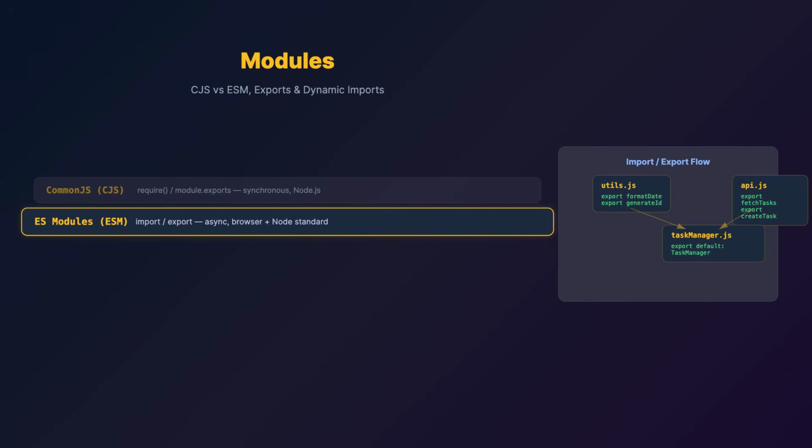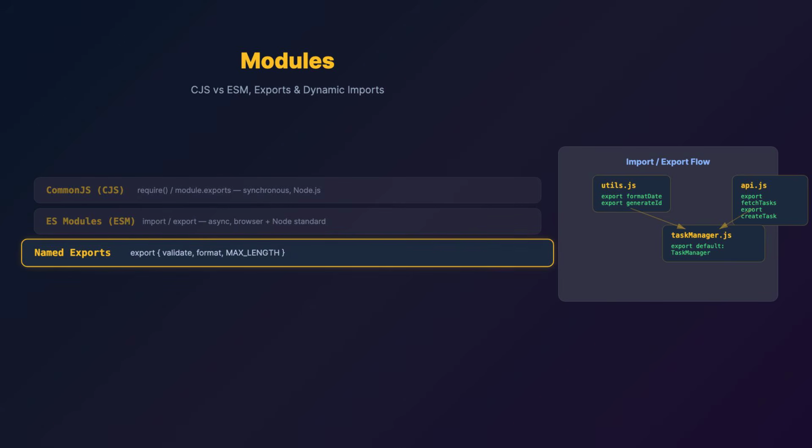ES modules, or ESM, are the official JavaScript module standard. ESM uses import and export keywords. The syntax is clean. Import, curly brace, function name, curly brace, from file path. Named exports let you export multiple things from one file. Export function validate. Export function format. Export const maxLength. You import exactly what you need. The rest doesn't get loaded.